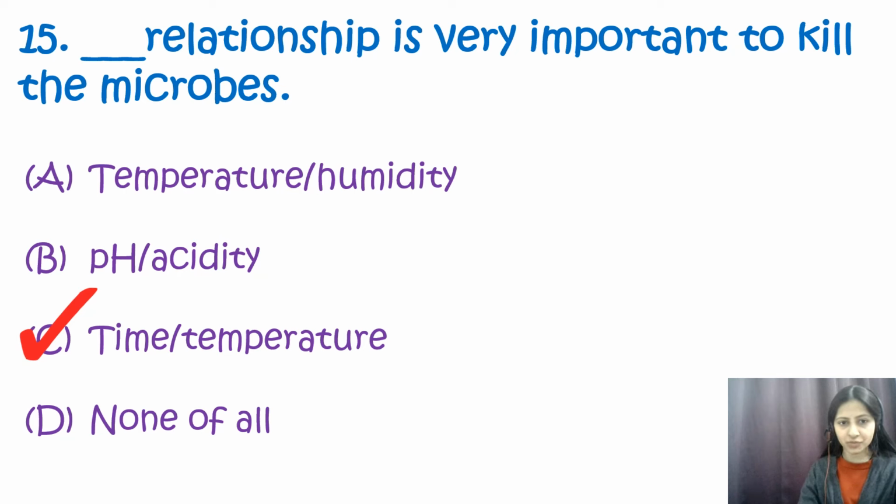Whereas in temperature humidity relation, what happens? These factors can influence the growth of the microbes, but they cannot directly relate to the killing of the bacteria or the microbes. Whereas in pH acidity relationship, the acidity level can inhibit the growth of the microbes, but it cannot directly relate to the killing of these microbes. Whereas time temperature is related to the death or the killing of the microbes. So the correct option is number C.